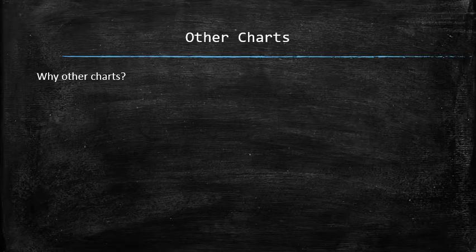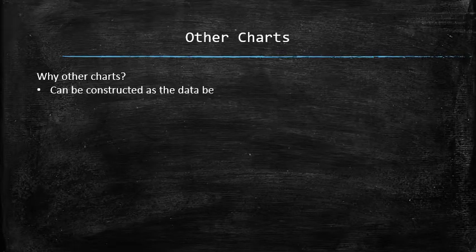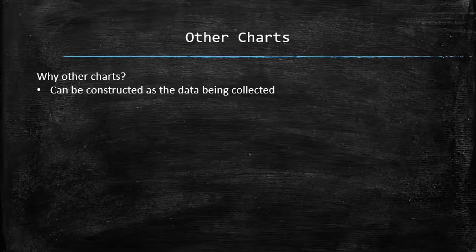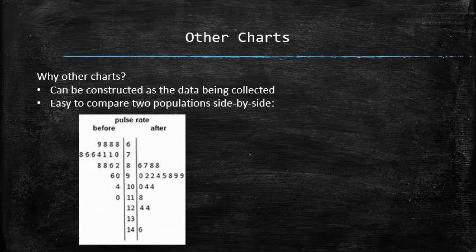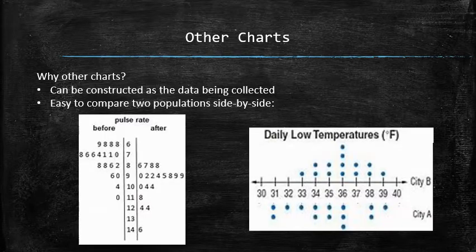Why bother with learning different ways to summarize data? The advantage of dot plots and stem and leaf plots is that both of them can be constructed as the data is being collected. That is, we do not need to have access to the entire dataset to start visualizing it. Also, they make it easy to compare two populations side by side. We can use a back-to-back stem and leaf plot by drawing a stem and adding leaves for one population on one side and for the other population on the other side. Or we can also use the dot plot in the same way by drawing the dots for one population above the x-axis and for the other population below the x-axis.